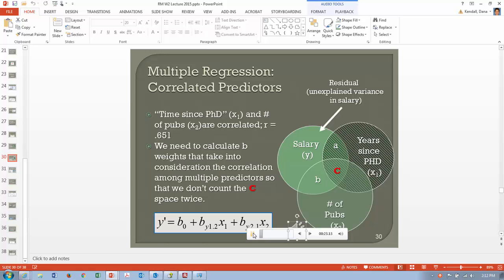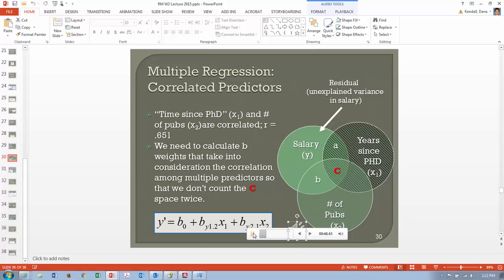As you can see, the A section is the unique variance in salary that's contributed by years since PhD, aside from publications, and B is the reverse. It's the unique variability in salary that is predicted by number of publications, aside from years since PhD.